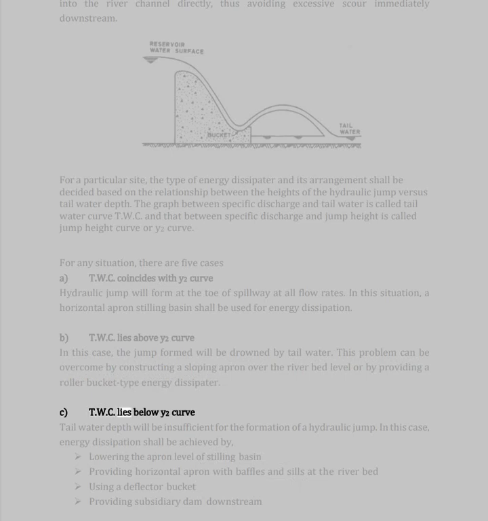C. TWC lies below Y2 curve. Tailwater depth will be insufficient for the formation of a hydraulic jump. In this case, energy dissipation shall be achieved by lowering the apron level of stilling basin, providing horizontal apron with baffles and sills at the riverbed, using a deflector bucket, or providing a subsidiary dam downstream.